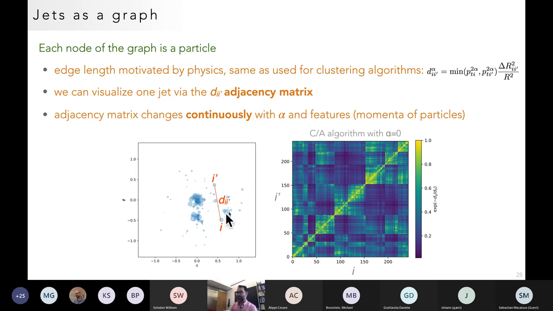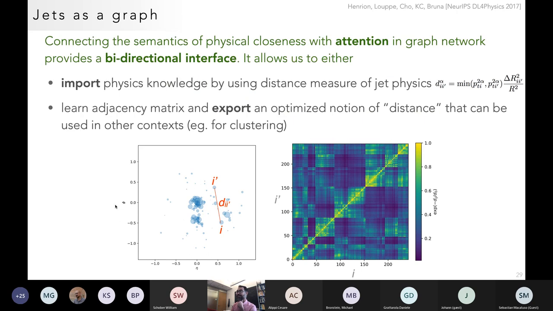So the idea was, let's use a graph neural network with this adjacency matrix. What's nice now is that if I change this hyperparameter alpha, the adjacency matrix will change continuously. And if I change the momentum of the particles, the adjacency matrix will also change continuously. So that was the original motivation for using a graph neural network in this setting. That was around 2017, and we presented some of the really early work using graph neural networks for physics problems.